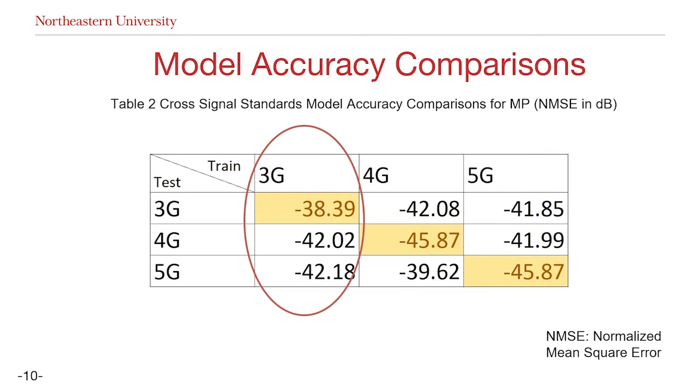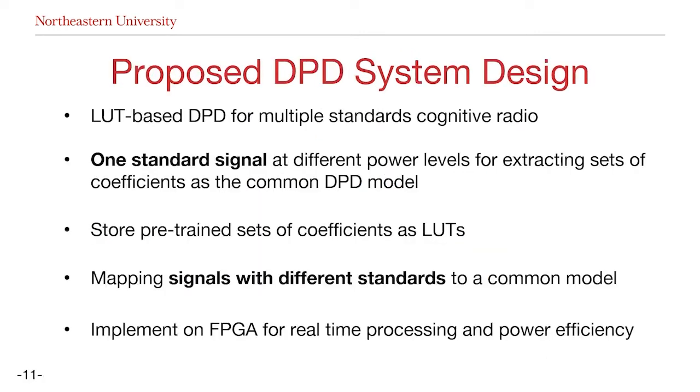As you can see, there is some minor performance drop of a few dB compared to the training with the original standard. The table here verified our PA's models, and based on that, we can build a DPD system that inverts the model for the pre-distortion.